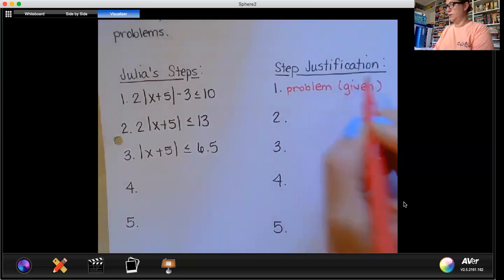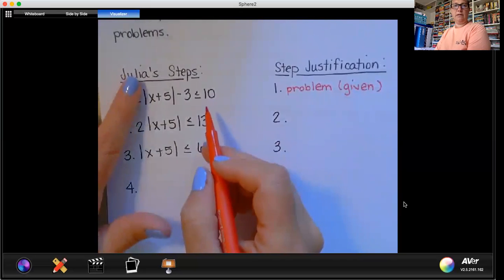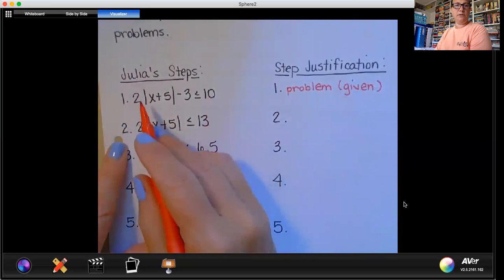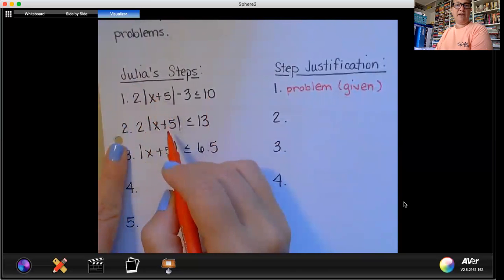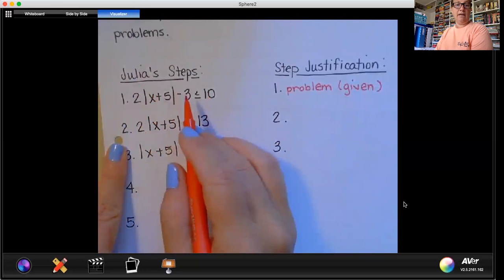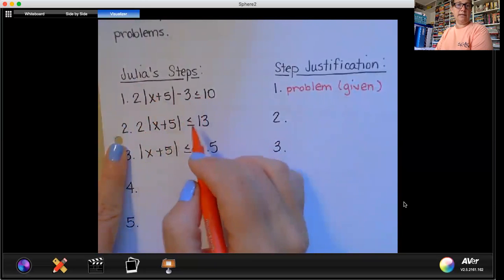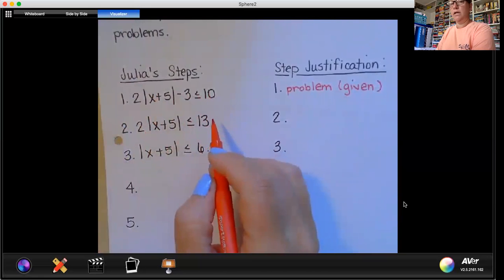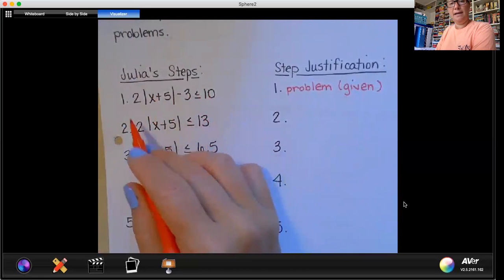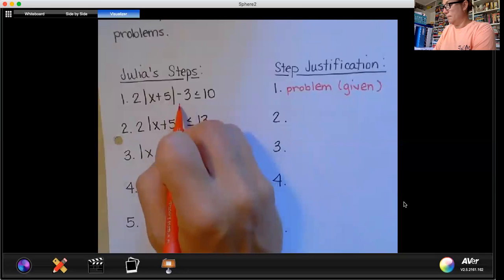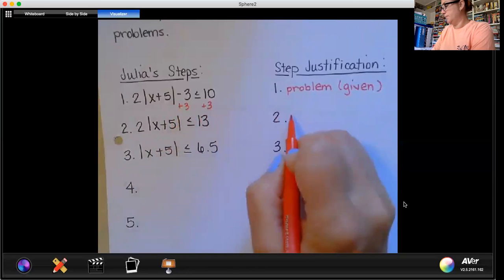So what we want to do next is see what has happened from here to here. Well, the 2 is the same. The absolute value of x plus 5 is the same. The negative 3 is not there. The inequality is the same, and the 10 has become a 13. So what's happened is she's begun the process of isolating these bars by adding 3 to both sides.